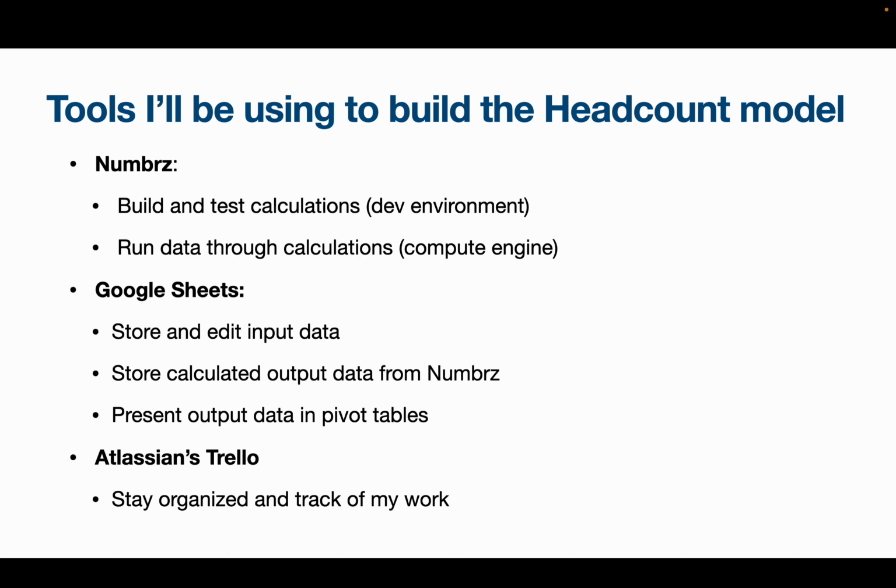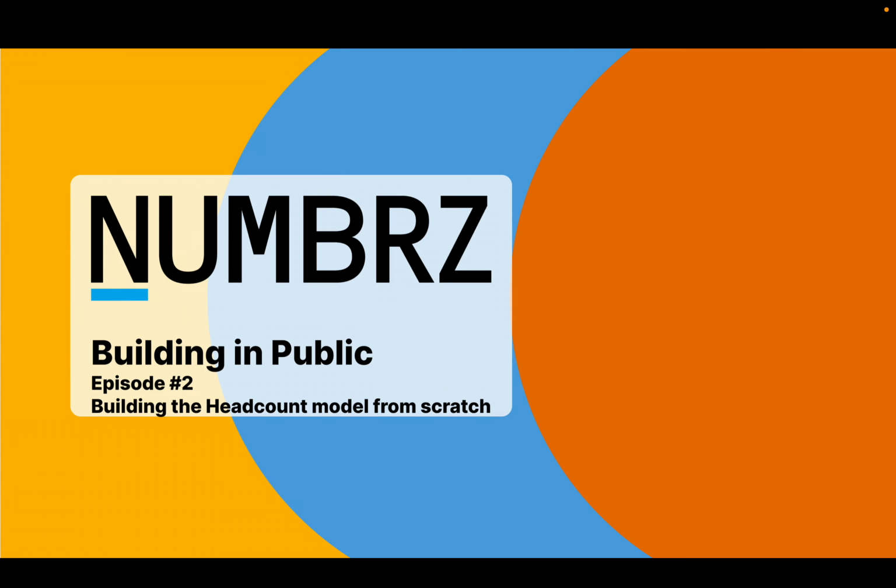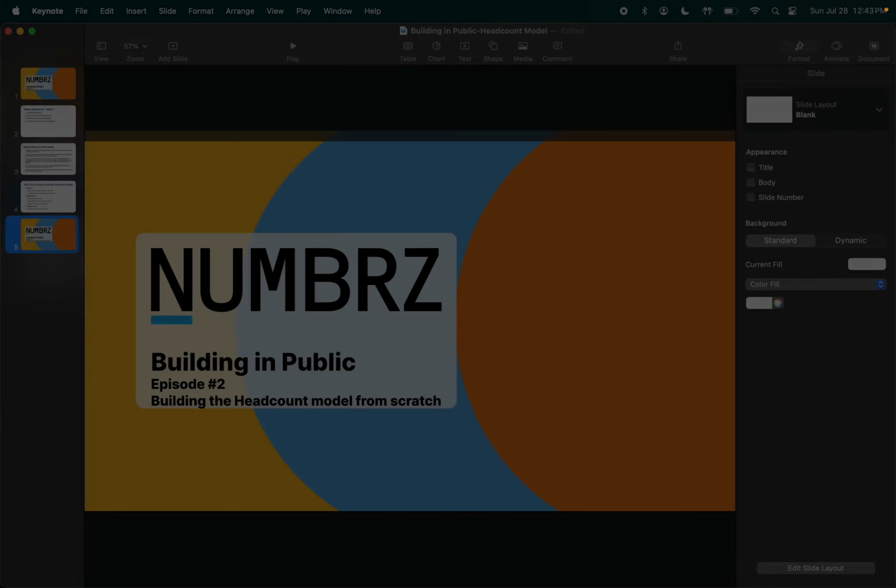We're going to connect to Google Sheets for storing your input data, and you can edit it. And then we're going to write the calculated data back from Numbrz to the Google Sheet into a tab, and you're going to present that data in a pivot table, which is one of my favorite tools in the spreadsheet ever. And then finally, we're going to be using Atlassian here, Trello's Atlassian, to stay organized and keep track of my work. Let's get started with an overview of the headcount model.